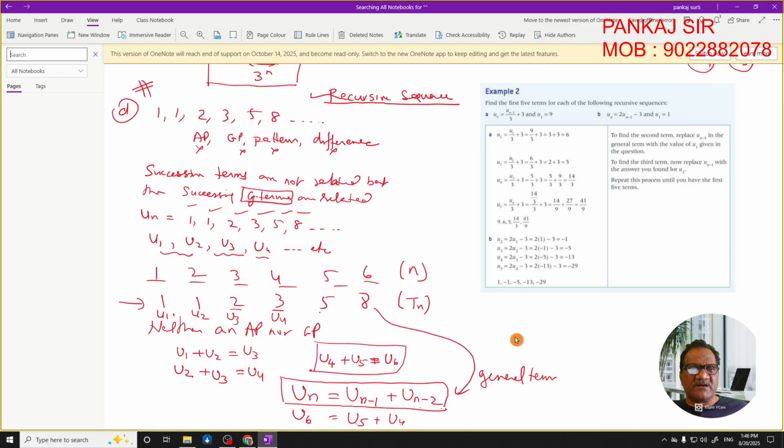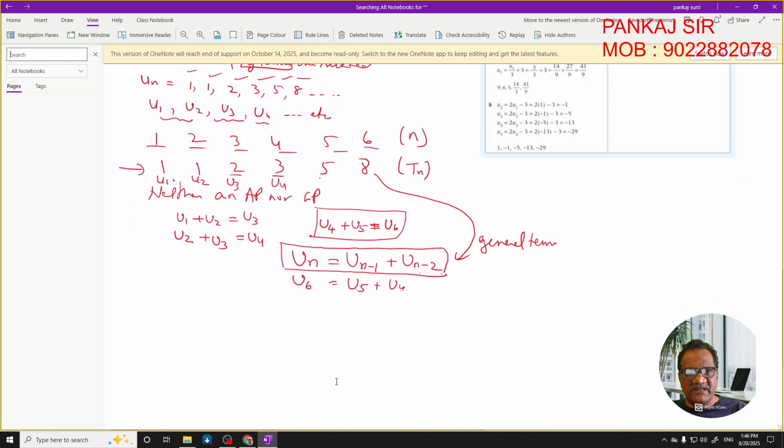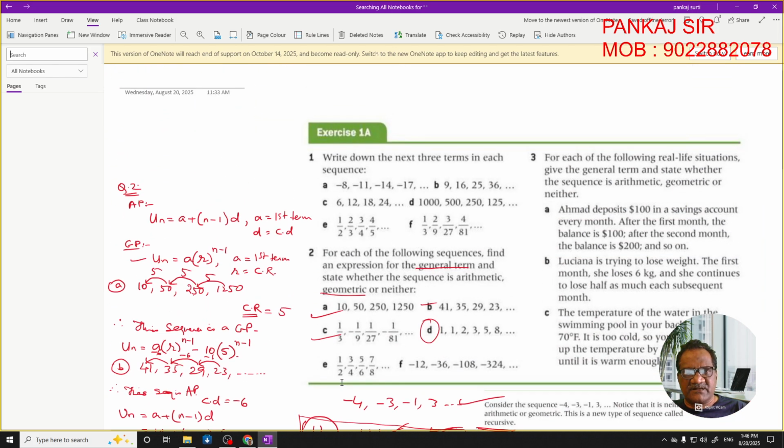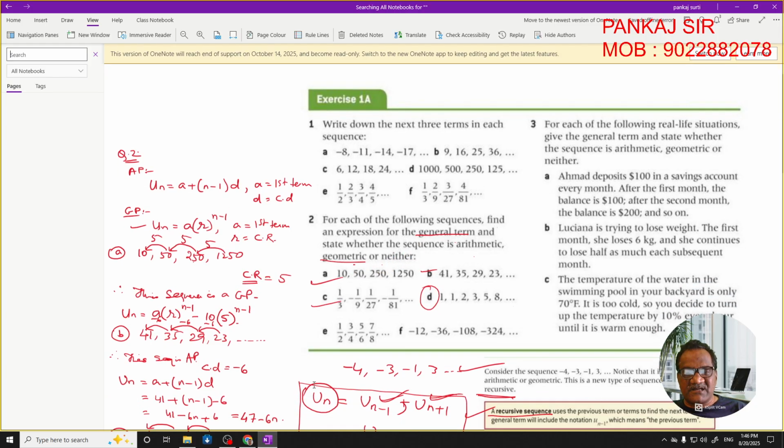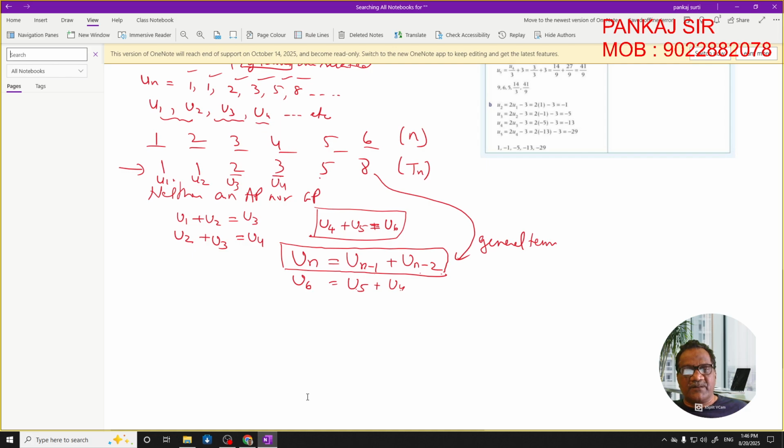Once you get the general term, you can always find out the other terms also. But that is not the question. The question is this sequence 1 1 2 3 5 8. For each of the following sequences, find an expression for the general term, and state whether it is an arithmetic sequence, a geometric sequence, or neither. So there are two parts to this question, and both parts we have answered.